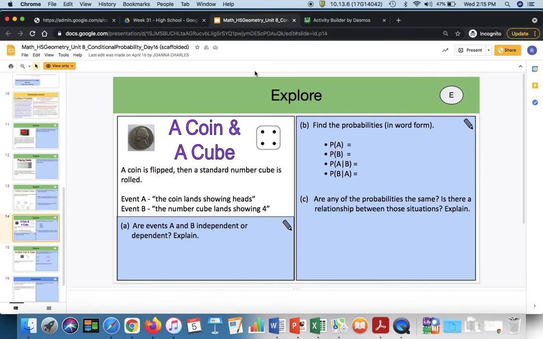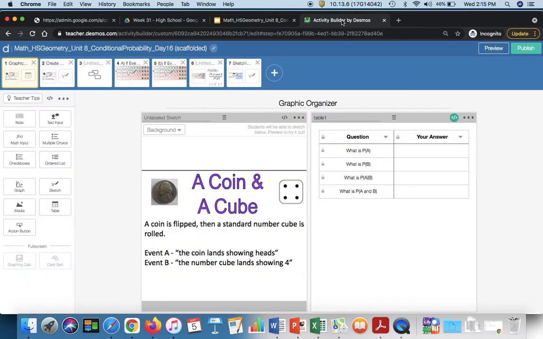So the activities and routines that I'm going to present are going to be in Desmos, and I will share the link so you can copy and edit to your needs for your students. But you could use any platform.